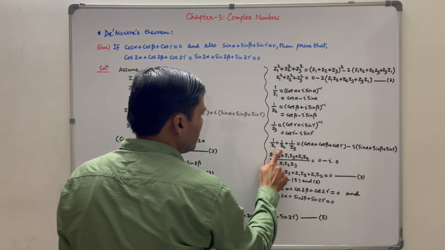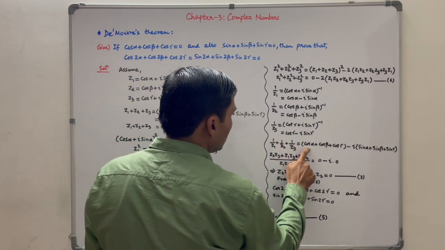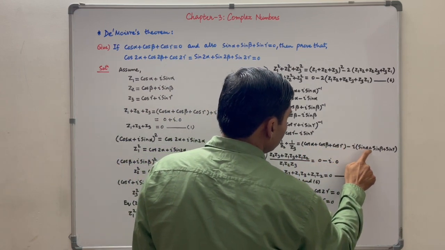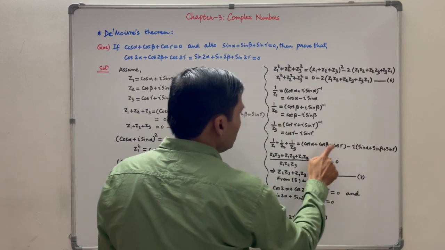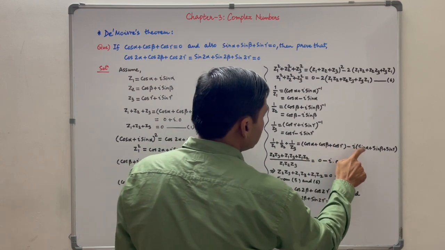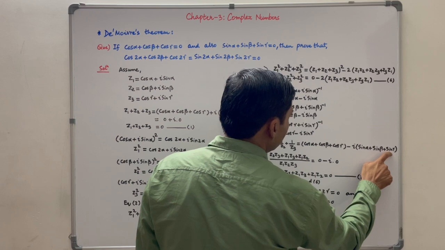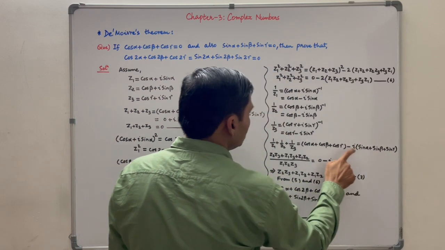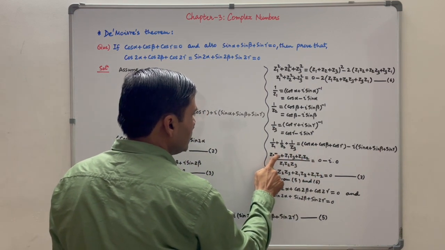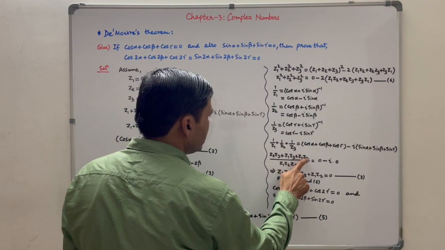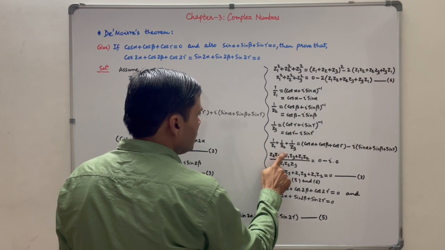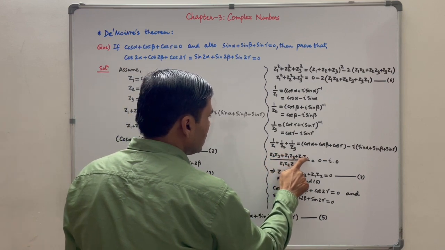1 by z1 plus 1 by z2 plus 1 by z3 is equal to cos alpha plus cos beta plus cos gamma minus i into sin alpha plus sin beta plus sin gamma. Value of cos alpha plus cos beta plus cos gamma is equal to 0 and sin alpha plus sin beta plus sin gamma is also equal to 0. So right hand side is equal to 0 and left hand side will be z2 z3 plus z1 z3 plus z1 z2 upon z1 z2 z3. So z2 z3 plus z1 z3 plus z1 z2 is equal to 0.